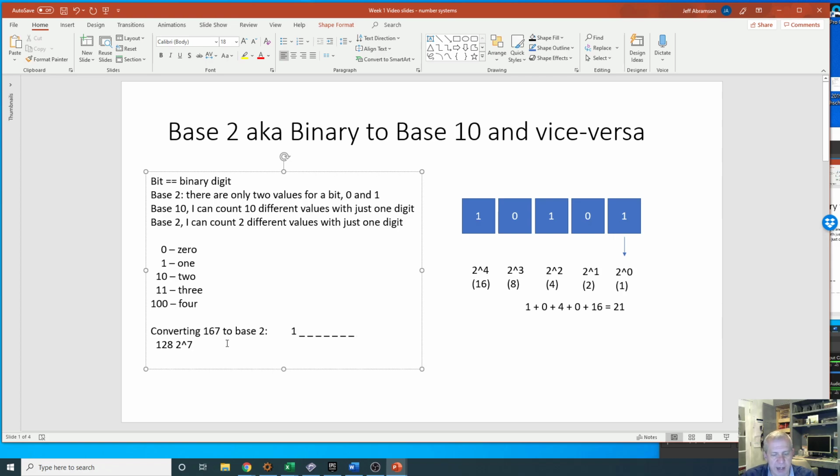Okay, so then I subtract: 167 minus 128 is equal to 39. My next digit is half of 128, which would be 64. 64 is bigger than 39, so that means that's a 0.